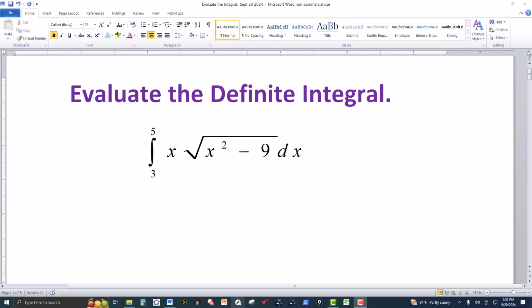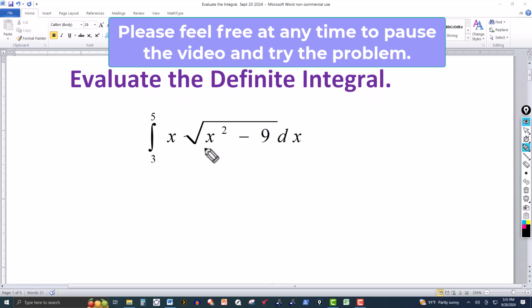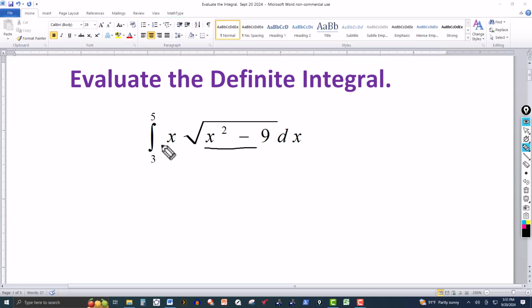In this video we have a definite integral from 3 to 5 of x multiplied by the square root of x squared minus 9. Notice the derivative of x squared minus 9 is 2x, and we've got an x here as a factor. So that tells me that a u substitution would work.